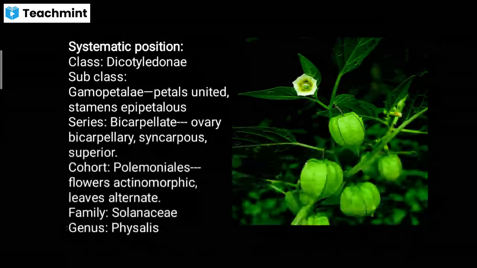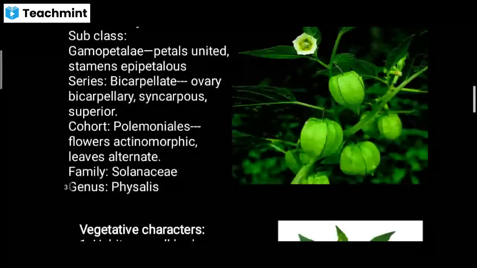Then its cohort or order is Polemoniales. Polemoniales is characterized by flowers that are actinomorphic. If we cut the flower in any plane, they have equal symmetry. Then the leaves are alternately present. You can see in the picture the leaves alternately present. Family Solanaceae, genus Physalis, and the species is minima.